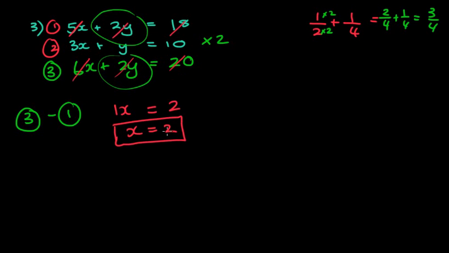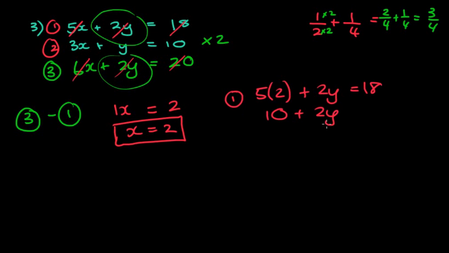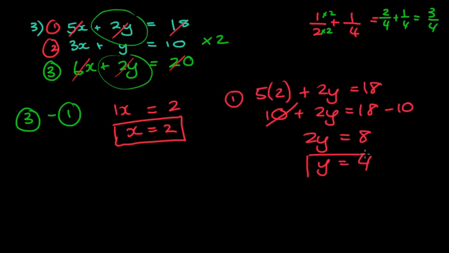Now we can put x equals 2 into any of these equations. It doesn't matter which equation we put it into. I'm going to chuck it into the first one. So 5 lots of 2 plus 2y equals 18. 10 plus 2y equals 18. Let's take the 10 away. 2y equals 8, so y is equal to 4. And I now have my two solutions.